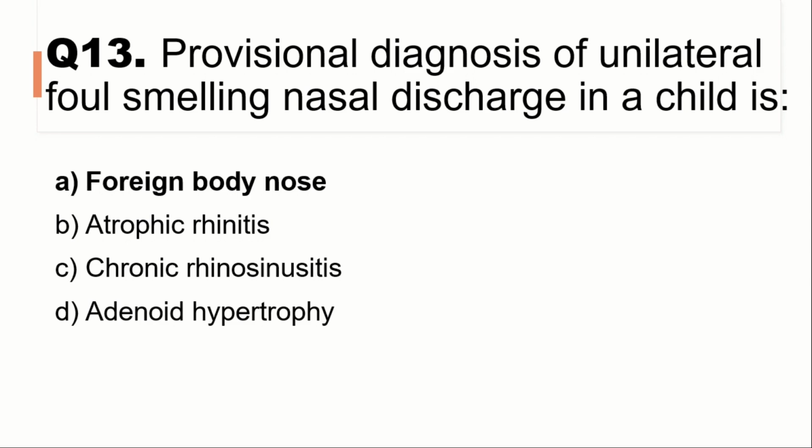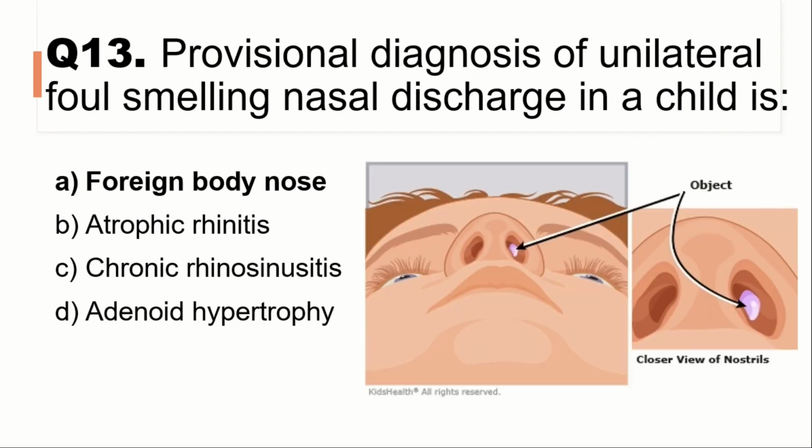Foreign body nose. In foreign body nose, patients may present immediately if the history of foreign body is known. If it is overlooked, the child presents with unilateral nasal discharge, which is often foul-smelling and occasionally bloodstained. And there is a dictum that if a child presents with unilateral foul-smelling nasal discharge, foreign body must be excluded. Here you can see the foreign body in the nose.